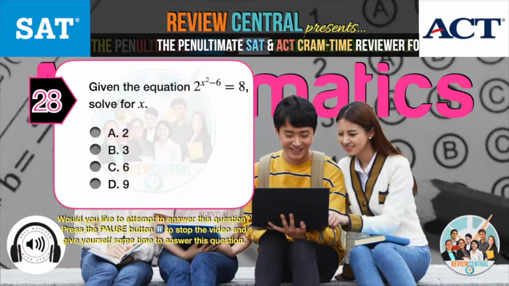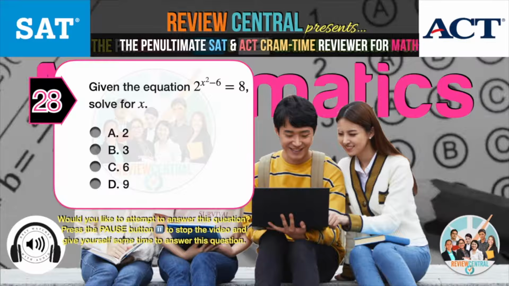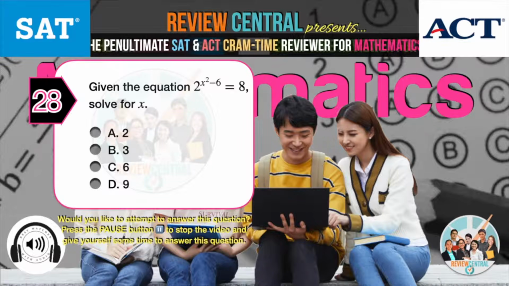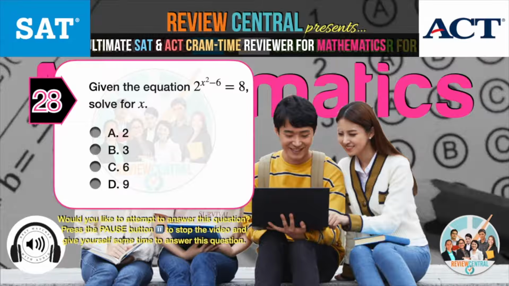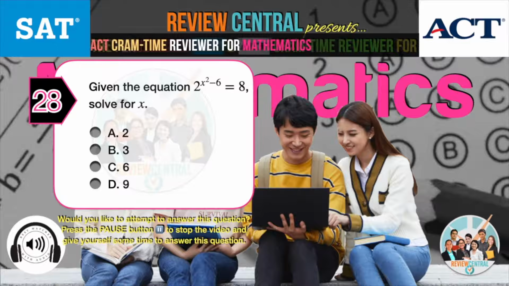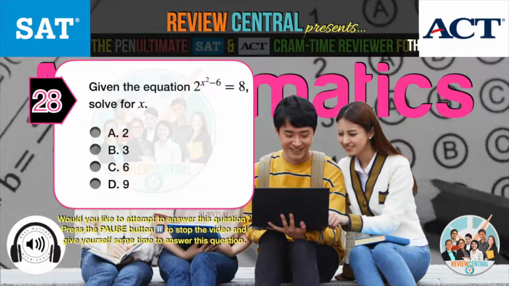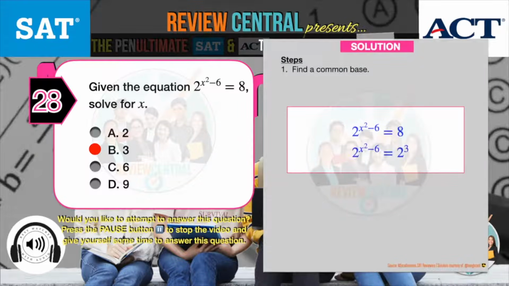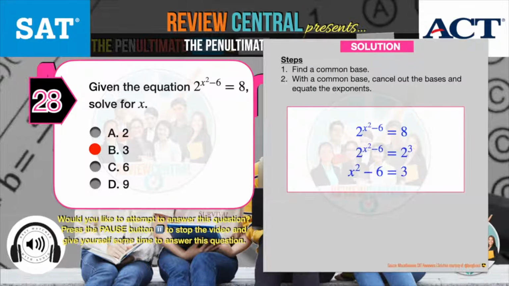Question number 28. Given the equation, 2 raised to the quantity x squared minus 6 equals 8, solve for x. A, 2. B, 3. C, 6. D, 9. The correct answer is B, 3. This is a simple and typical math problem involving exponents in both the SAT and the ACT. Whenever we are asked to solve an algebraic equation where the variable is in the exponent, the first thing to do is to try to find a common base. In this case, the expression to the left has a base of 2.